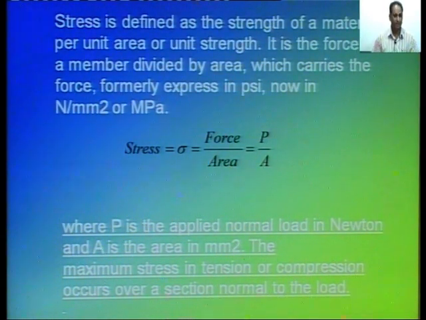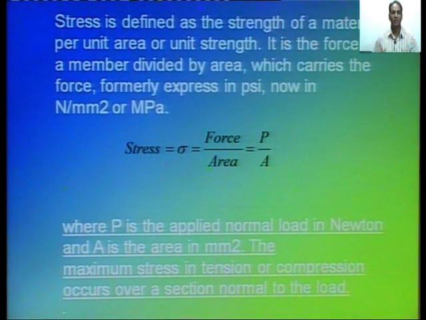Mathematically, stress is denoted by sigma, which is equal to force over area. Force is denoted by capital letter P and area by capital letter A. In this formula, stress is equal to force over area, where P is the applied normal load in Newtons and A is the area in square mm.